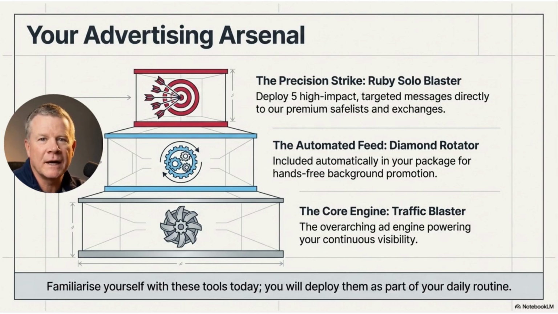Now we move into your advertising arsenal. The Precision Strike Ruby Solo Blaster delivers high-impact messages directly to premium safe lists. The automated feed, Diamond Rotator, keeps your promotions running in the background. And the core engine, Traffic Blaster, powers continuous visibility. These are not random tools. They are a coordinated system designed to generate exposure, clicks, and leads daily. Your job is simple. Learn them and deploy them consistently.